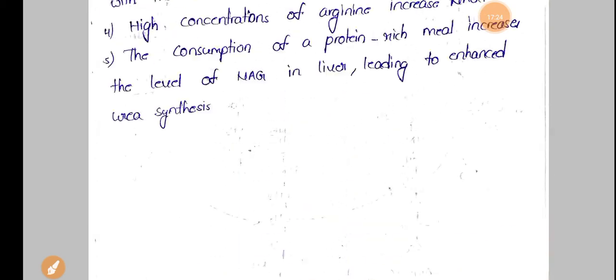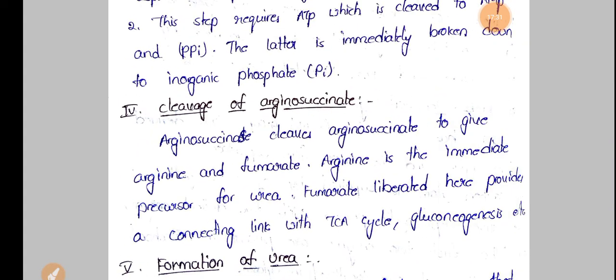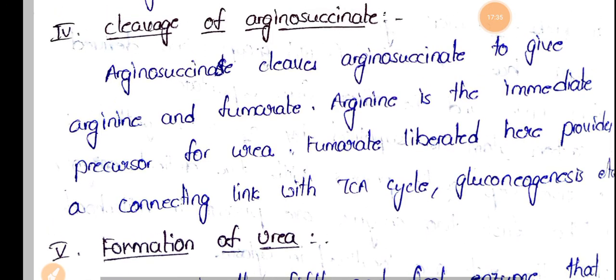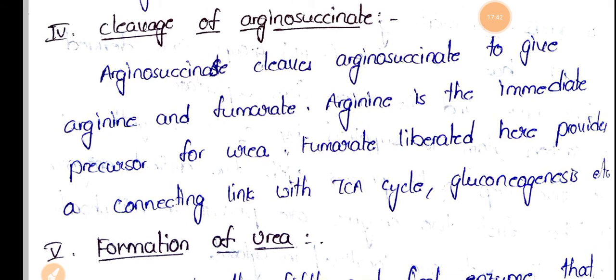Now let's see the fourth step. What happened during the fourth step? The fourth step is cleavage of argininosuccinate. So here citrulline and aspartate come in to form argininosuccinate, and now again this argininosuccinate is cleaved. Argininosuccinase is the enzyme which will cleave argininosuccinate to give arginine and fumarate. So the products arginine and fumarate will be produced, and this arginine is the immediate precursor for urea, and fumarate liberated here provides a connecting link with the TCA cycle, gluconeogenesis, etc.